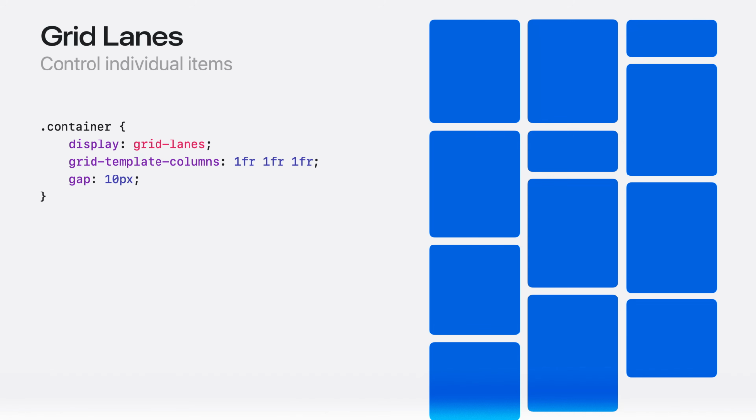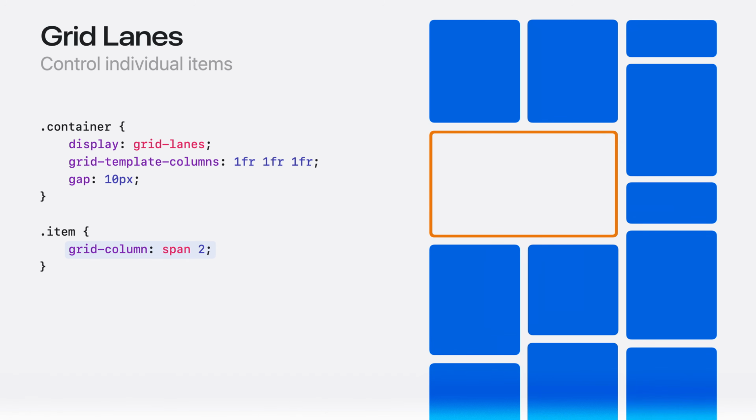So that's the layout, but Grid Lanes also lets you shape individual items. Let's start again with a simple Grid Lanes container with 3 equally sized columns. I'd love to give the orange colored item more space. With Grid Lanes, I can do that using properties that already exist in Grid. With Grid Column Span 2, the item stretches across 2 columns, and the rest of the layout adjusts around it.